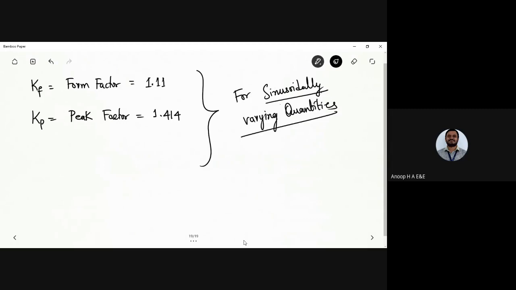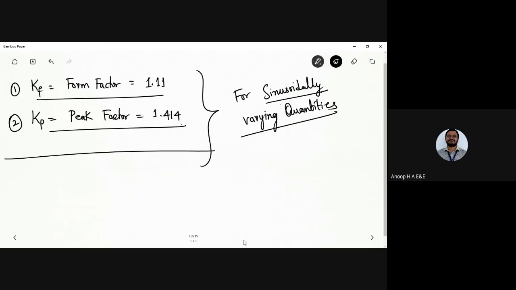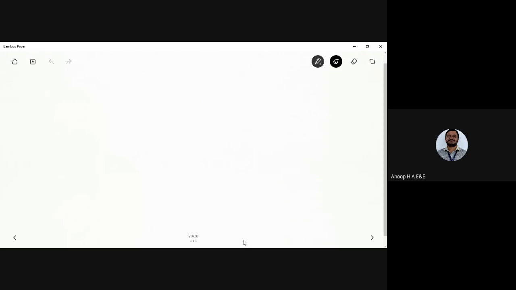Sinusoidally varying quantities. This is where Kf and Kp will be dependent, which is 1.11, and Kp, which is the peak factor, 1.414. So this is the first one and this is the second one, whatever I have discussed in this video. In the next topic we are going to solve some numerical problems.